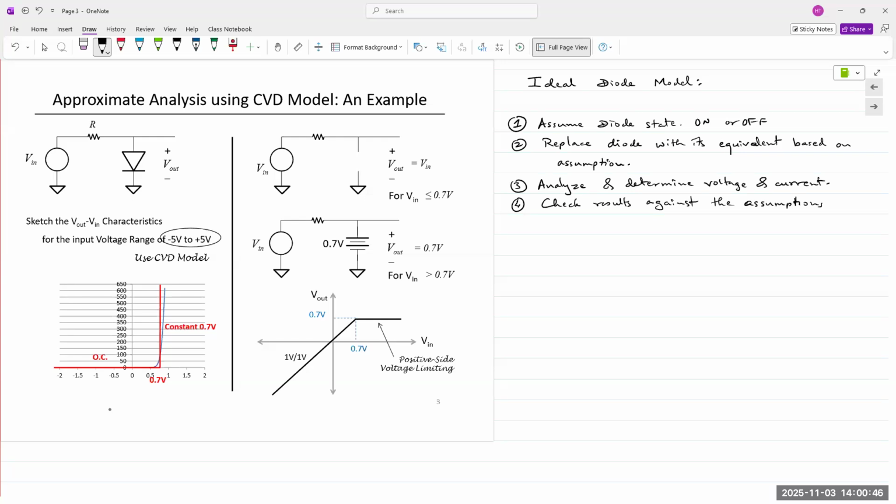In this circuit, it's rather straightforward. If I'm applying a voltage, and if it's positive, the diode is on. If it's negative, the diode is off. And so if it's on, I replace it with a short circuit, perform the analysis, determine the current, and then verify it against my assumption.